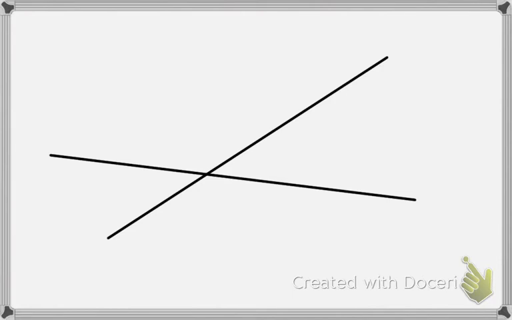Remember that 90 degrees looks like a corner. None of these look like a perfect corner. This one's way skinnier than 90, this one's way larger than 90. So, perpendicular, they intersect and form 90 degrees. That is what makes them perpendicular.